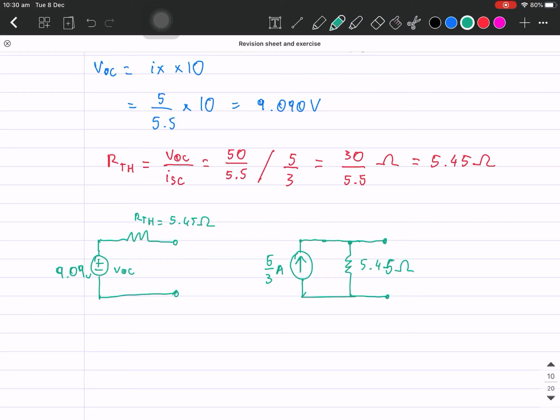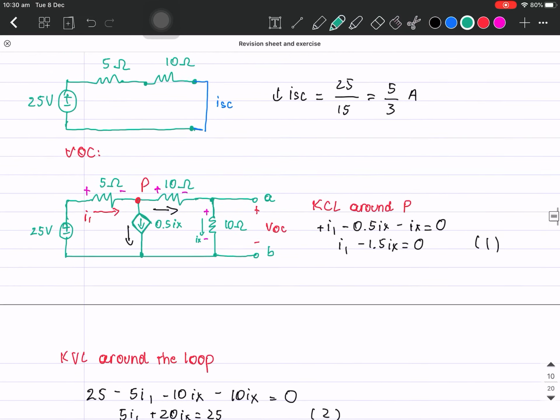So that's how you guys find the Thevenin and Norton equivalent circuits for a circuit which has a dependent source, like this.